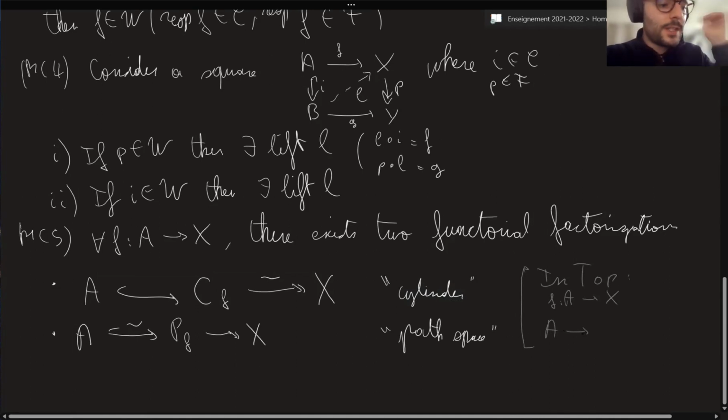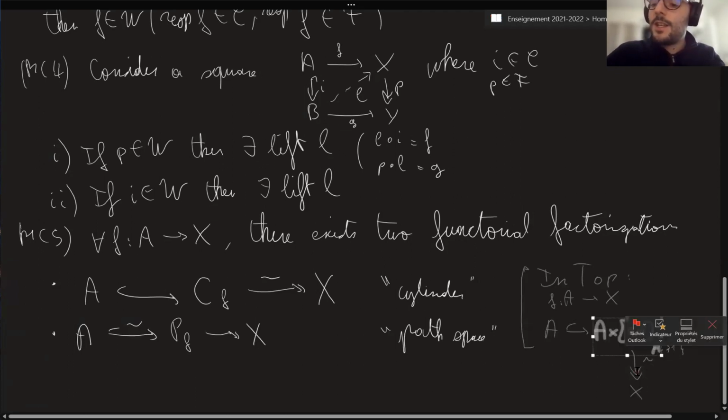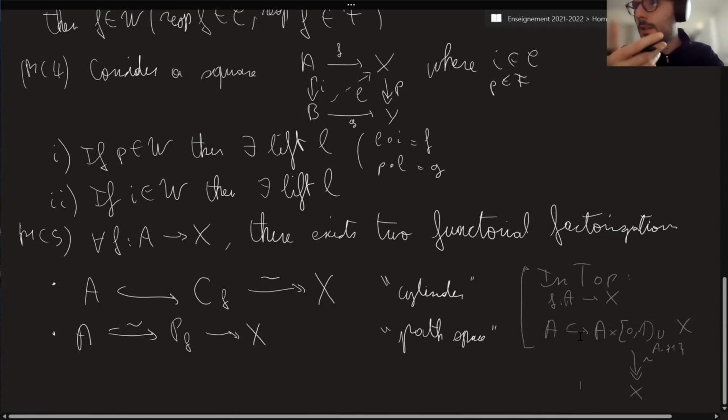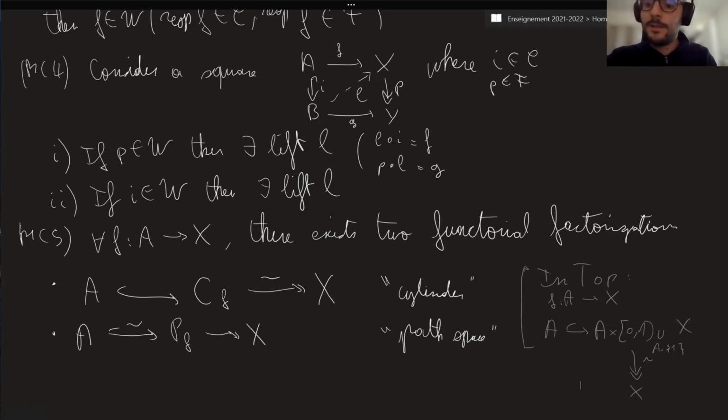You can take what is called the cylinder of the map F, which is A cross [0,1] union A cross {1} with X. Okay. This is a cofibration. And then you can project down to X. So on the X part, you just take the identity. And if you have an element of A cross [0,1], you just send it to F of A. Okay. And this is a fibration, and this is a weak equivalence, because you can just contract the interval and you only have X left.